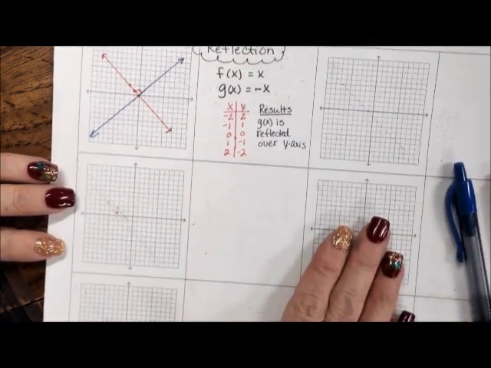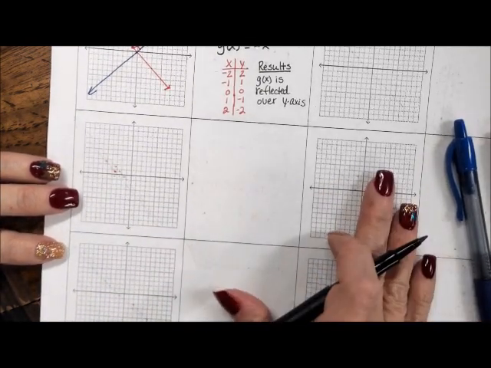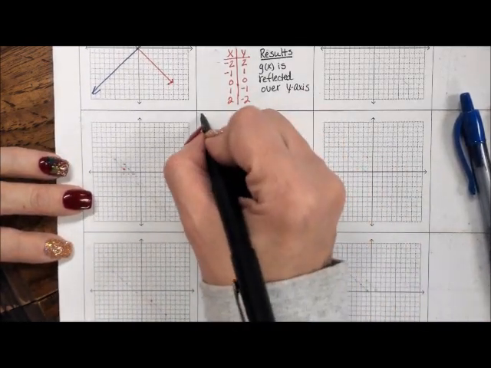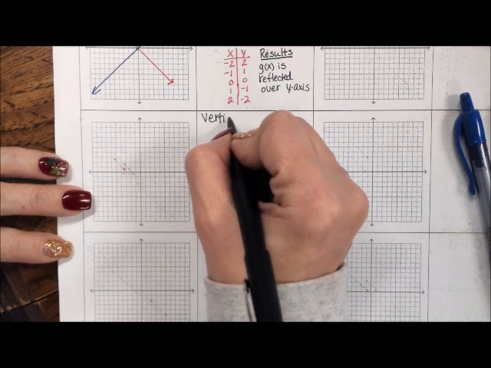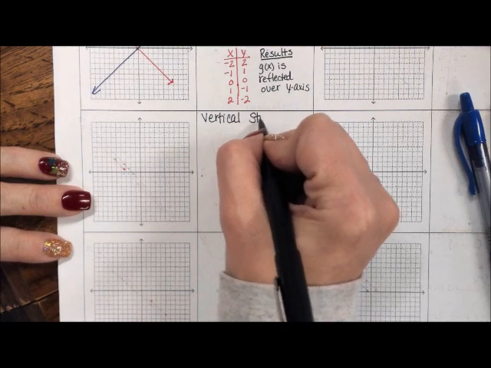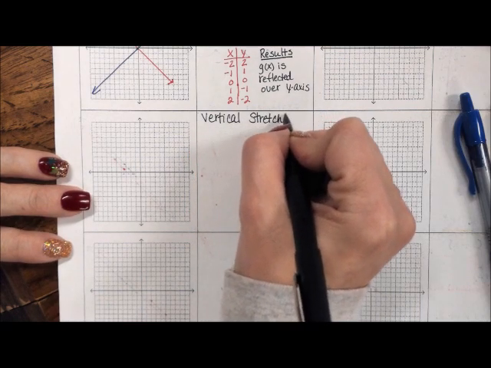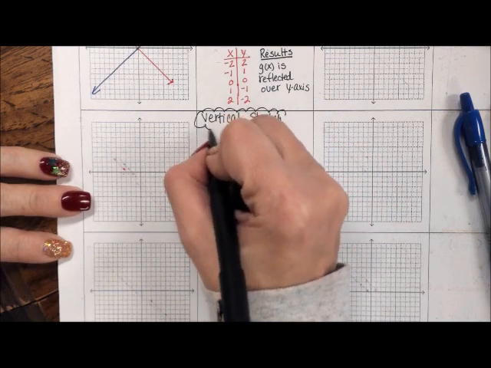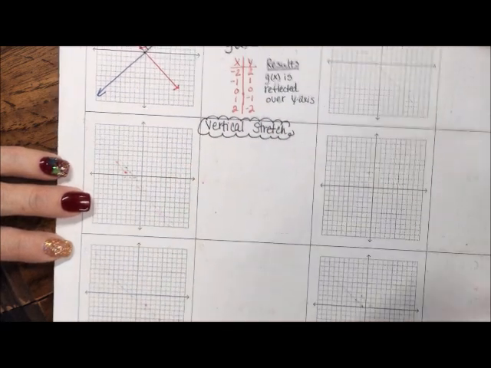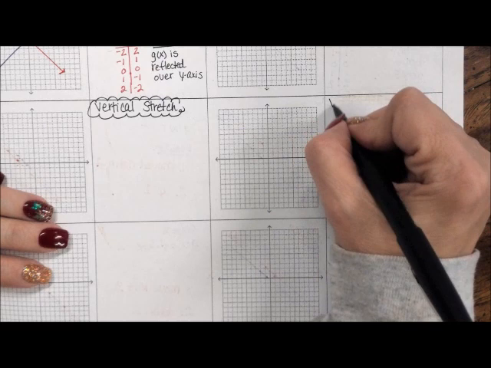Okay. Now we're going to do another one, a stretch and a shrink. Okay, so we're going to have a vertical stretch, and then next to it on the other side, I'm going to do a vertical shrink.